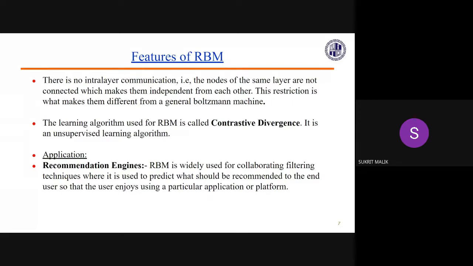The most widely used application of RBM is that it is used in recommendation engines. What it does here is that it collects data from various users and uses that to predict what kind of content a certain user should be recommended on a certain platform. Now, Aditya will continue from there.